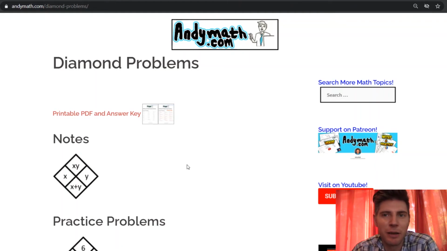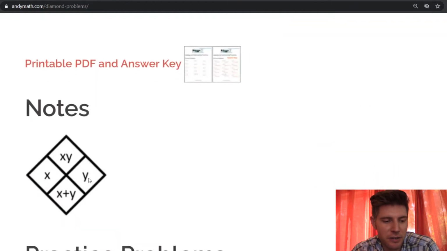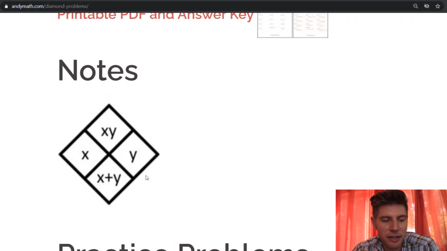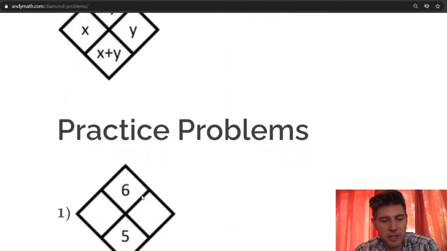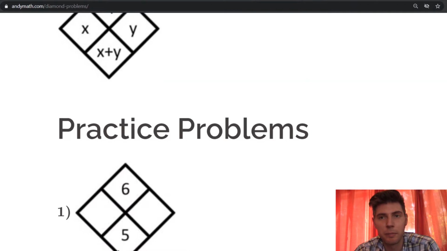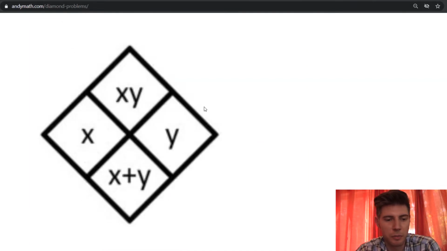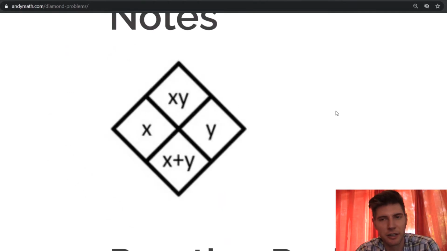We're going to go over diamond problems. So the idea of a diamond problem is that you take the two numbers on the side and you multiply them to get the top number and you add them to get the bottom number. But sometimes they give you the top and the bottom, so you need to figure out what are the two side numbers such that they would multiply to get the top and add to get the bottom. Two side numbers multiply to get the top, two side numbers add to get the bottom.